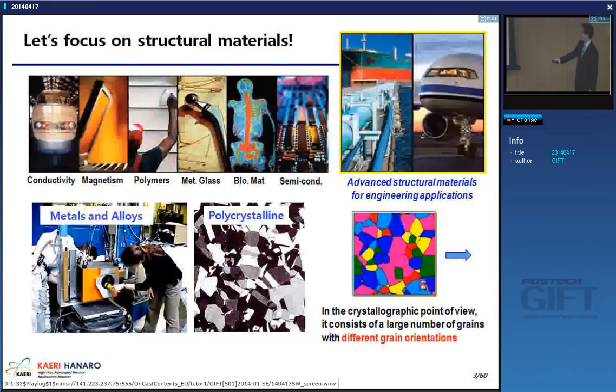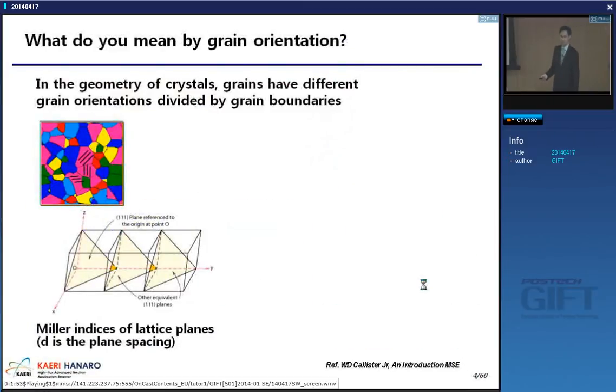From the crystallographic point of view, a polycrystal consists of a large number of grains with different orientations. What do we mean by grain orientations? You have already learned this in X-ray diffraction, and some of you may have learned about crystallography. So this is a 1-1-1 plane, and another 1-1-1 plane, maybe a 1-1-0 plane, a 1-0-0 plane, another plane. It is the geometry of crystals. Grains have a lot of orientations, divided by grain boundaries.